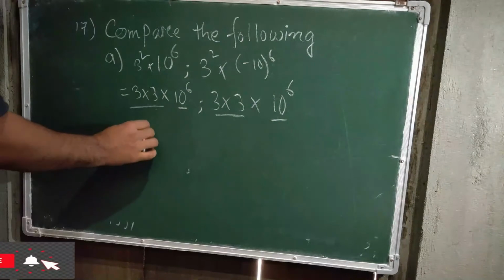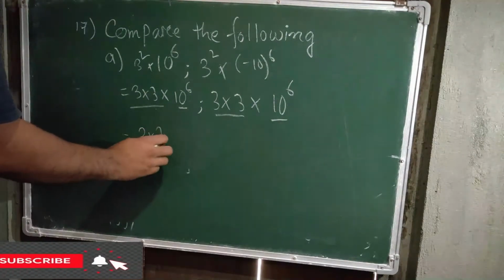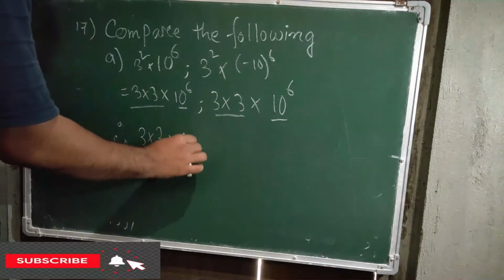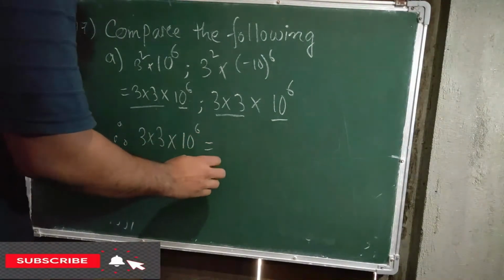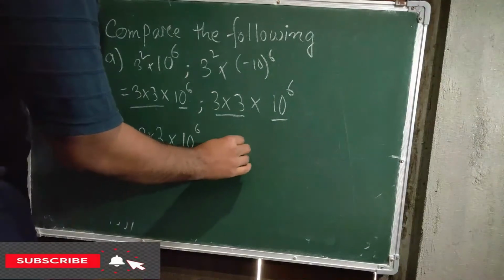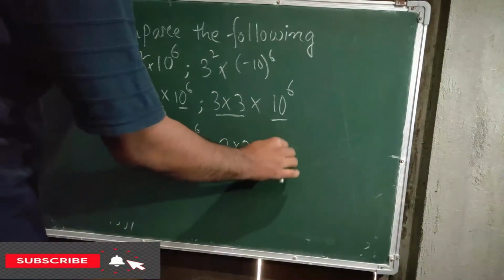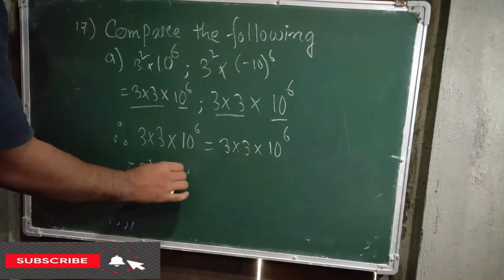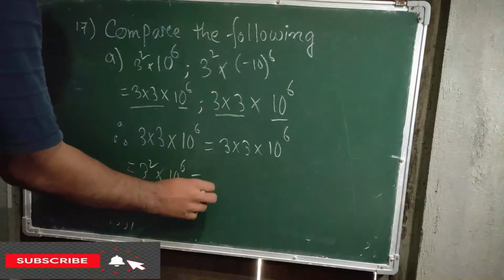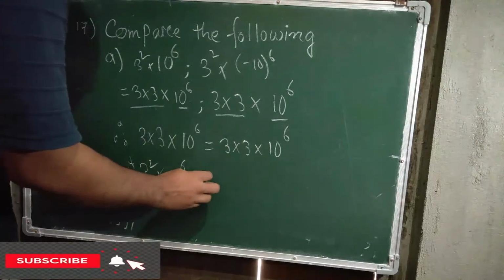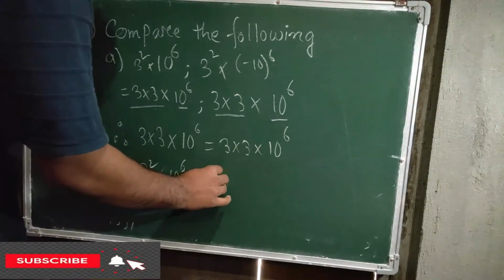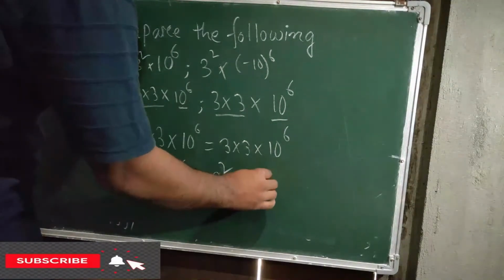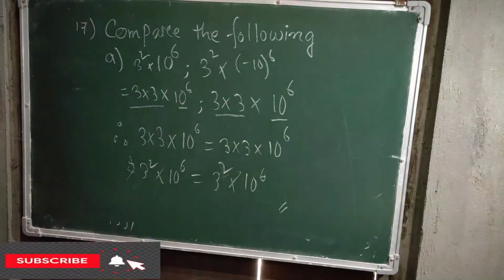So we can write 3 into 3. Therefore we can write 3 into 3 into 10 to the power 6 is equal to 3 into 3 into 10 to the power 6. Ultimately it's the same: 3 square into 10 to the power 6 is equal to 3 square into 10 to the power 6. So this is our answer.